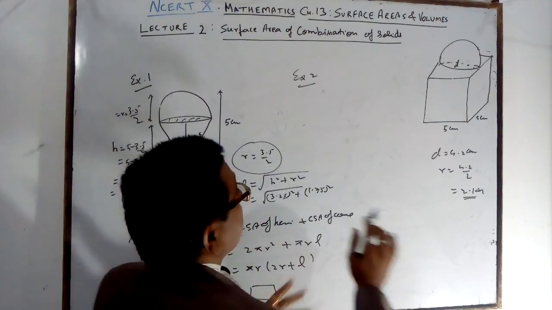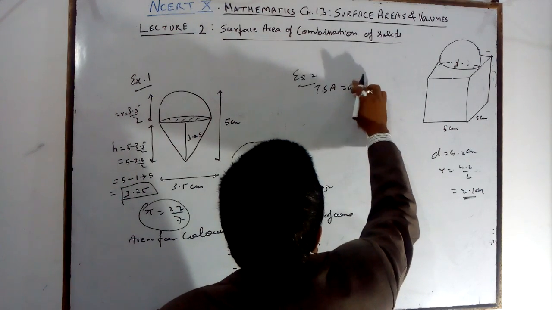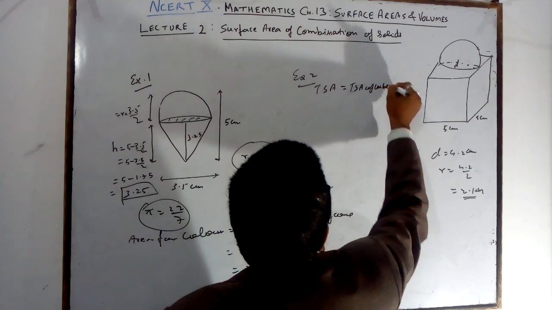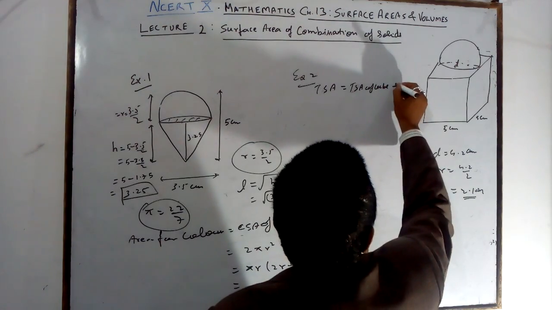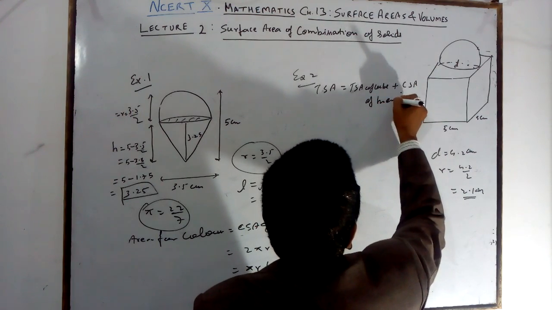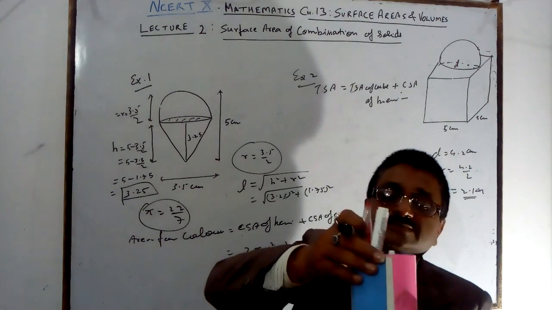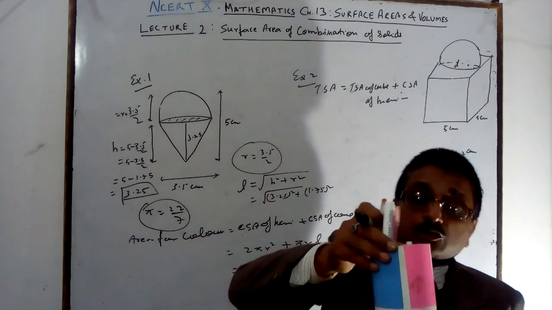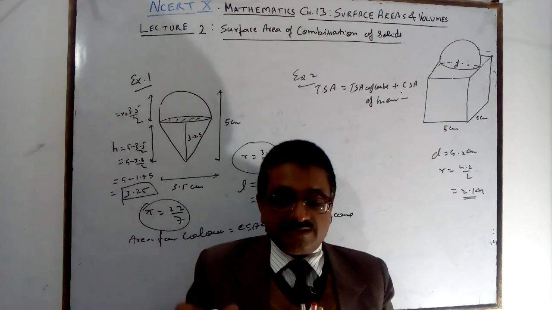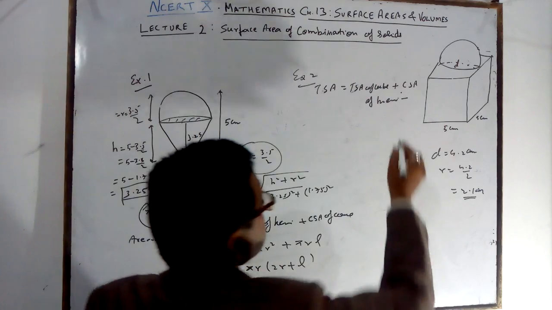Total surface area of the block is the TSA you want. TSA means TSA of cube, 6a square, plus CSA of hemisphere, minus what will be subtracted. If you are putting anything on this surface of the cube, then this part is covered by the base of the hemisphere. So this will be subtracted.